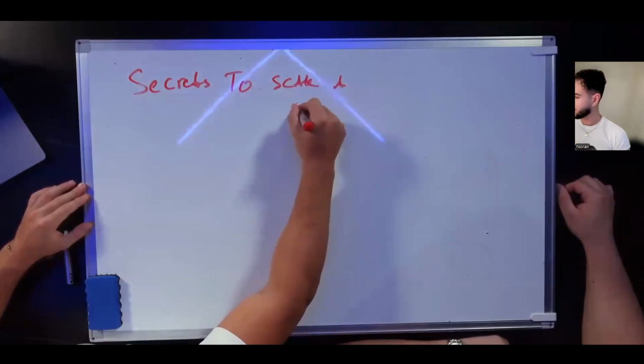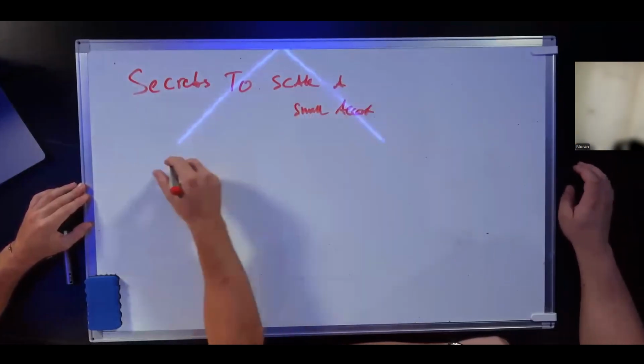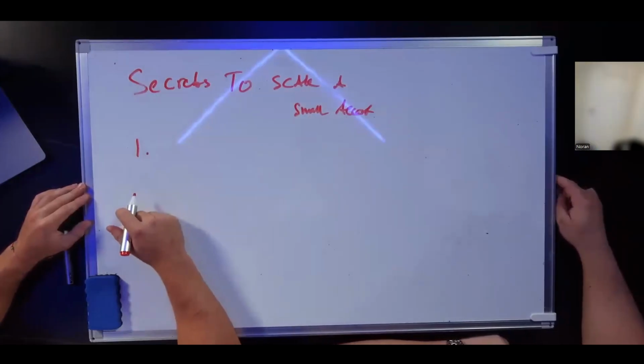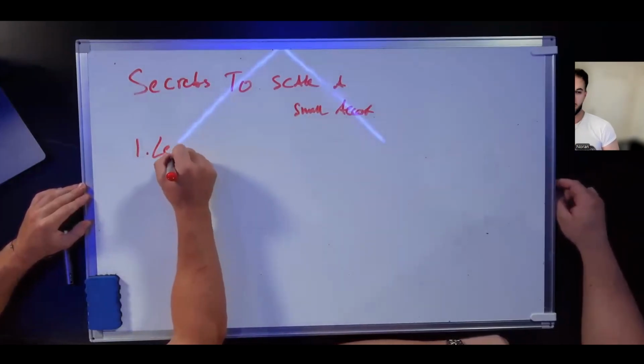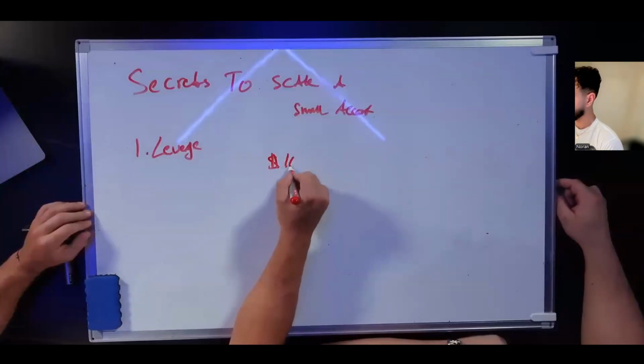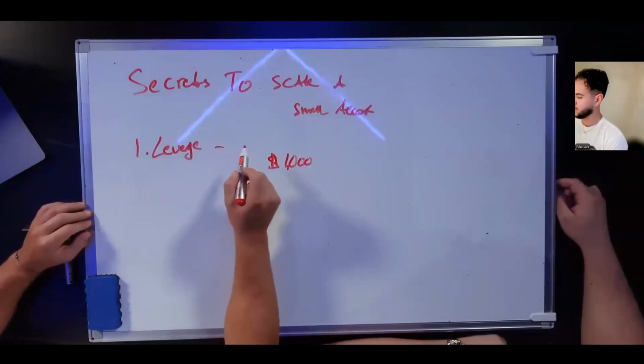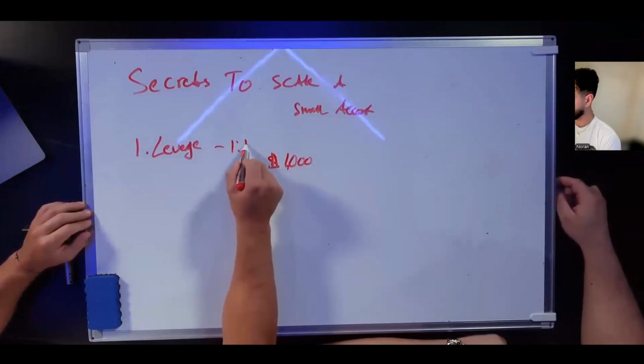a small account, right? So the first secret, which is the most obvious, is going to be leverage. Now, leverage is very important when scaling small accounts simply because it will give you more access to your money. For example, this has happened to me in the past where I've tried to take $1,000 and I've tried to take it to $10,000. But I had a 1 to 100 leverage.